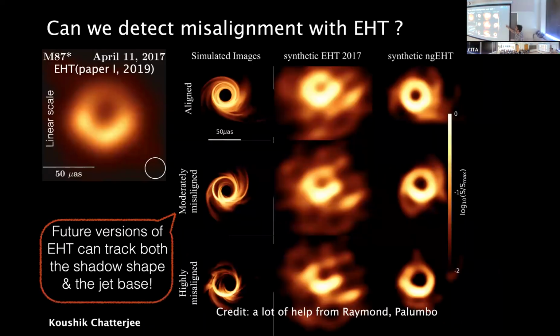Now, this is interesting because with the EHT, there's a possibility that we can detect misalignment, especially in M87, given that we resolve both the near horizon structure as well as the extended jet launching region. With the 2017 EHT version, we couldn't resolve the extended features even if we tried because of noise. And basically all of these 3 different models, which are 3 different misalignments, would look virtually the same.